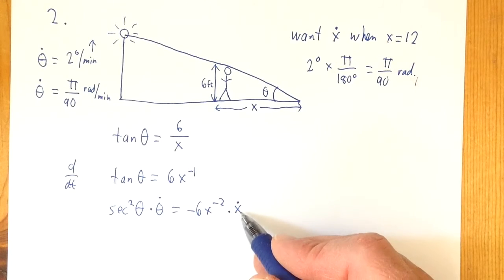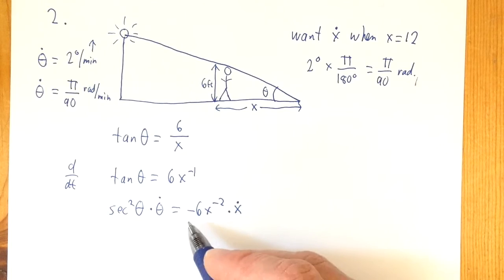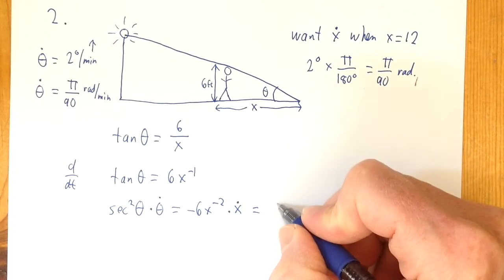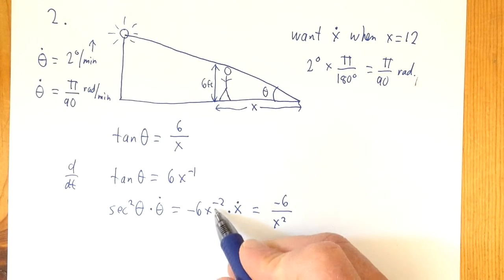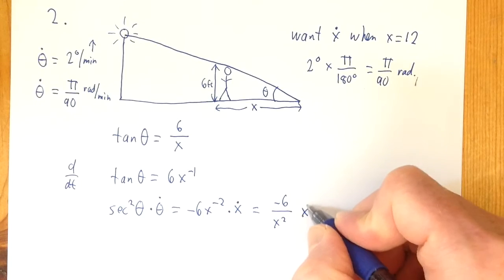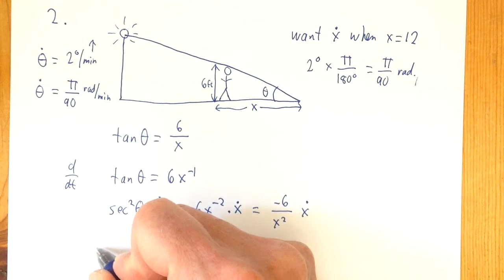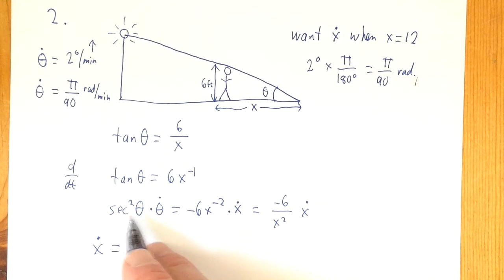Now, we're kind of done. We want x dot, so let's solve for x dot then. It gets kind of confusing, this x to the negative 2. Let's write this as negative 6 over x squared, because x to the negative 2 means over x squared, x dot. Put the x squared, negative 6 on the other side. So I'm doing my algebra correctly here. We already had a secant squared theta dot. We're going to multiply the top by x squared.